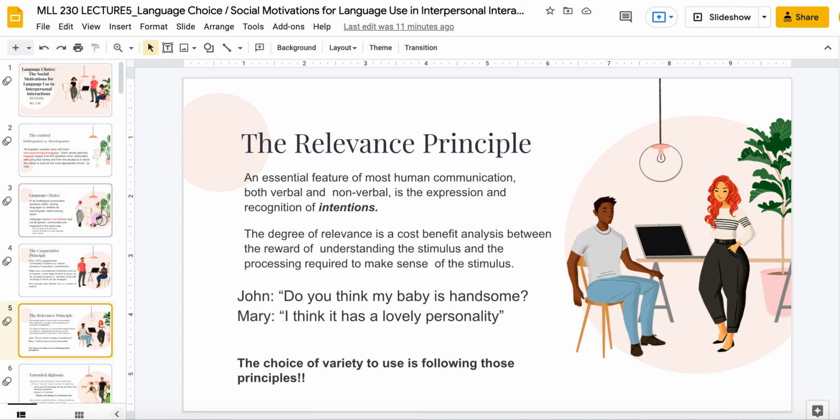So, why is Mary violating this principle? Well, it's because she probably thinks the baby is ugly, right? She's doing a cost-benefit analysis. In this situation, she doesn't want to say, "No, I think your baby's ugly," but she still wants to tell the truth. And so she says, "Oh, I think it has a lovely personality," which has nothing to do with whether or not it's handsome. It's violating this principle because she is trying to elicit another intention. There's another intention involved in her response.